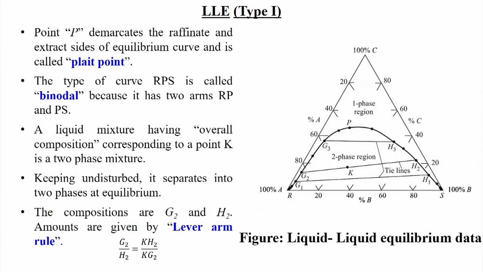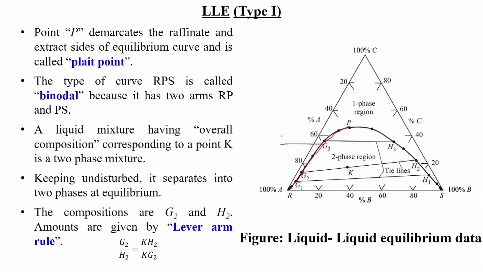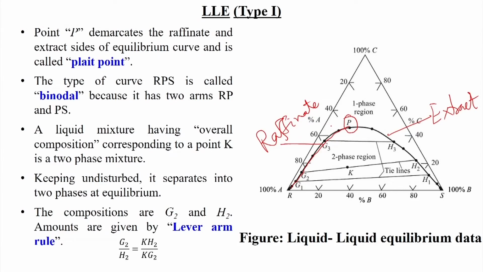This point P demarcates the raffinate and the extract sides. I told you that RP is the raffinate arm, and this is the extract arm. So these raffinate and extract sides of the equilibrium curve meet at P, called the plait point. This type of curve, RPS, is called the binodal, because it has two arms, RP and PS.